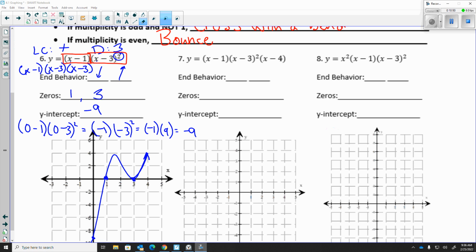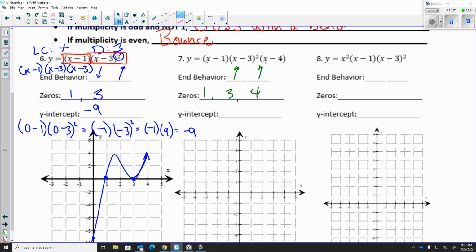We've got to find end behavior. So leading coefficient, what is it? Positive or negative? Positive, so that means the right side's going up. What's the degree? 4, but wait a minute, I only see 3 x's. One of them is squared, so that counts as 2. So there's 1, 2, 3, 4. That's an even number. What does that mean? Left side has to match. There's the end behavior. Zeros are 1, 3, 4.